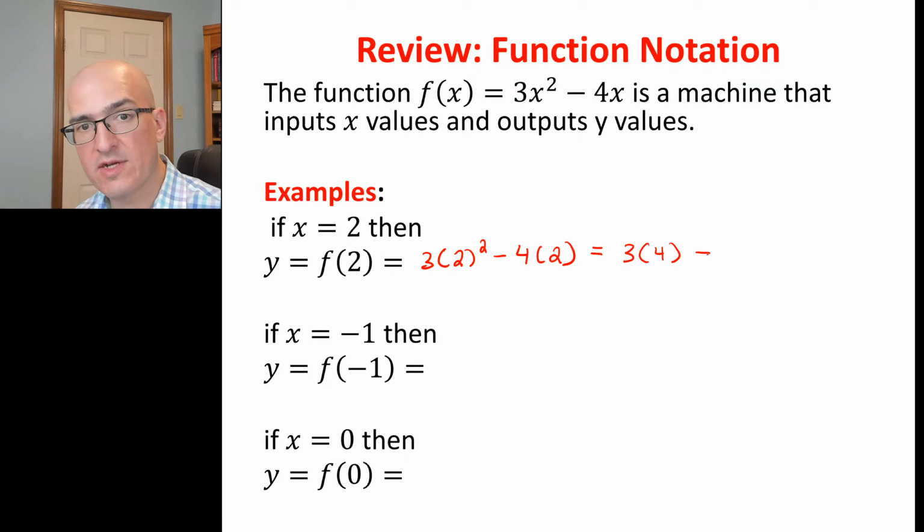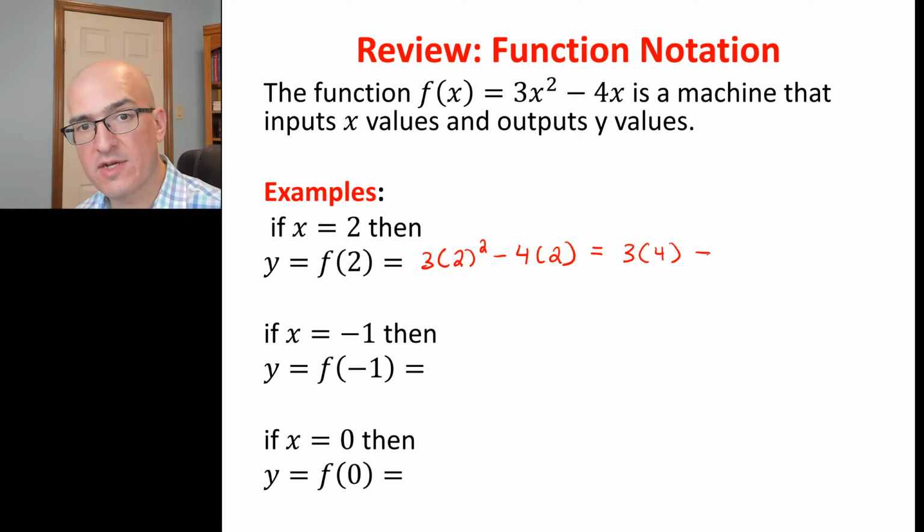Okay, we'll do the next one. F of negative 1, so that'll be 3 times negative 1 squared minus 4 times negative 1. Something squared means we're taking it and multiplying it by itself. So negative 1 times negative 1 is positive 1. So 3 times positive 1. And then we have minus 4 times minus 1. That'll be positive 4. A negative times a negative is a positive. 3 times 1 is 3. So we have 3 plus 4, which is 7.